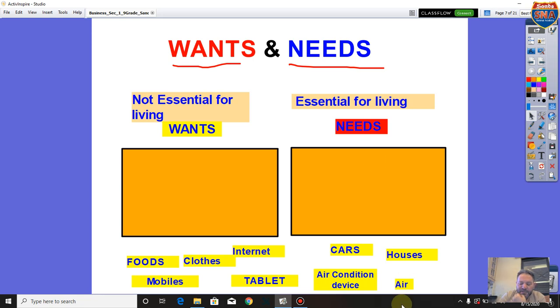So again, guys, a need is essential for living. We cannot live without needs, like air, like houses, and so on. And wants are not essential for living. They are goods or services. Both needs and wants are goods and services, but one is essential for living, needs, and one is not essential for living, like wants.